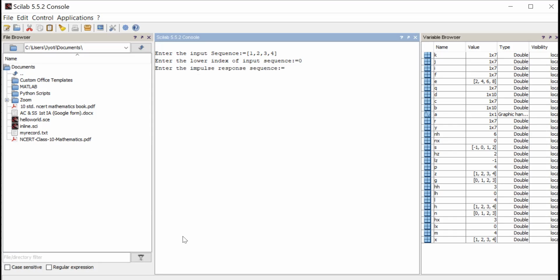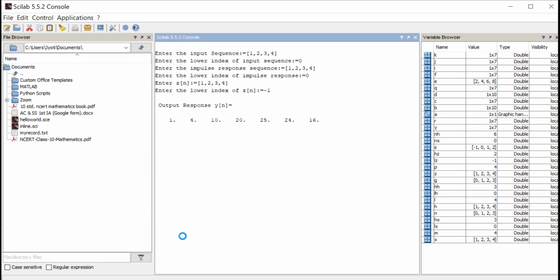Next, similarly, you have to write what are the impulse response samples. I have taken as 1, 2, 3, 4 again. Then where it will start? Starting position again I have taken as 0. Next, similarly, what are the z of n values? That also I have taken as 1, 2, 3, 4. Next, lower index of z of n, where it will start. Now I'll take this one as -1. That means z of n will start at -1 position. You can take any values.